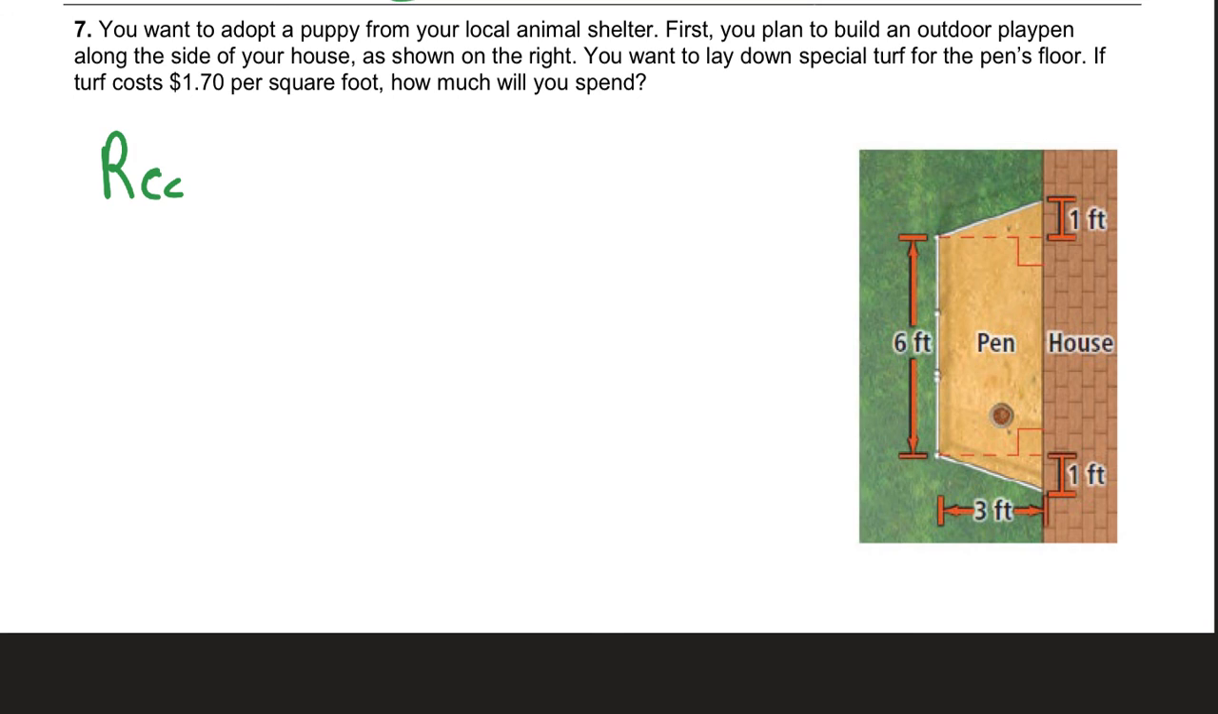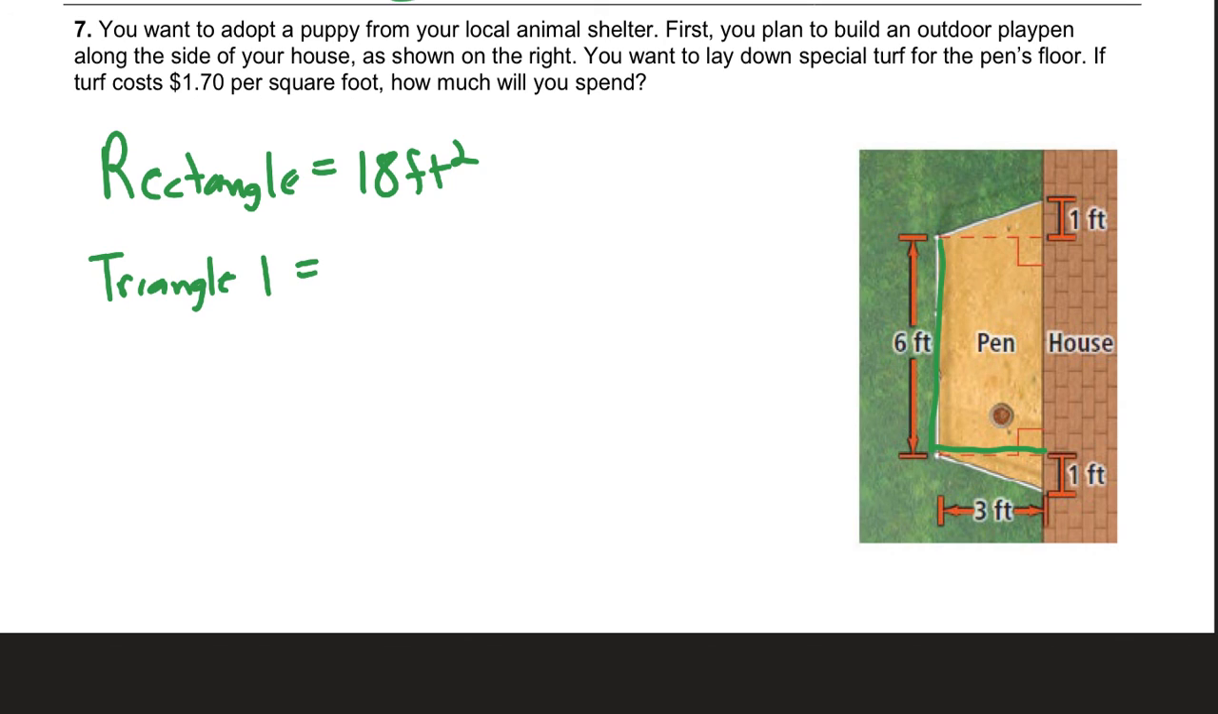The rectangle in the middle of this pen is going to be a 6 by 3 rectangle, 6 feet long, 3 feet wide. So that's 18 square feet. Each triangle, I'm going to do triangle 1, triangle 2. They are the same size and shape, so they'd have the same area. These triangles have a base of 1 and a height of 3. So that means they're 1/2 times 3 times 1 square feet. So they're each 1.5 square feet.